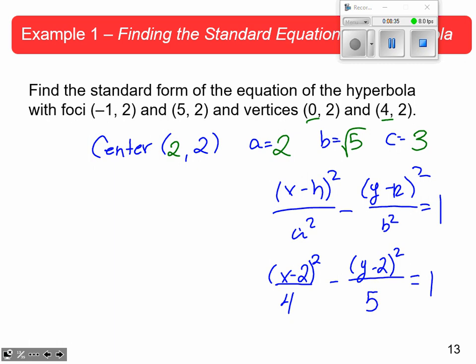Now for ellipses, a was always the bigger value. But here, a is always the value that goes first. So for ellipses, a is the bigger value, but for hyperbolas, that's not the case, because we can have something that's more elongated or closer together. A does not have to be the bigger value. Questions on this here? And that's it. That's all we have to do to find this equation.